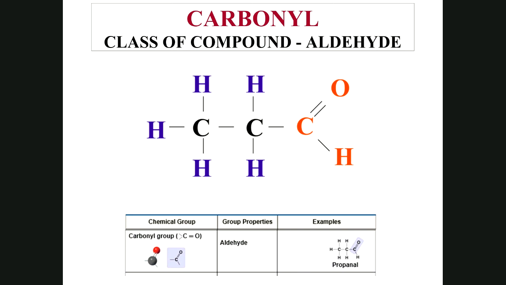Group properties, aldehyde. You've heard of this before. You've heard of formaldehyde. It has this aldehyde group. It's a preservative. You can also see that here it is on propanol. C double bond O, H. There's that functional group. We have another carbonyl on the next slide.